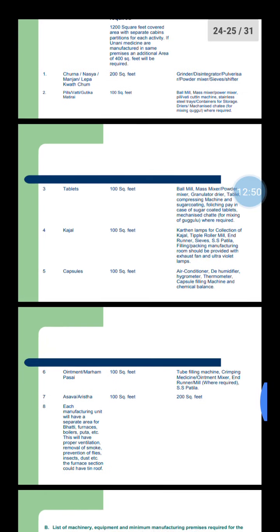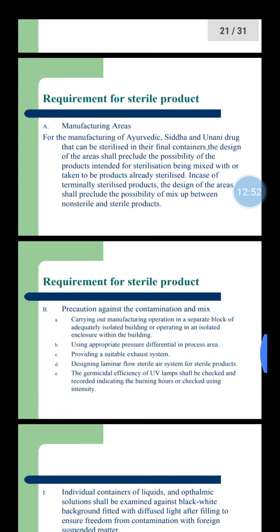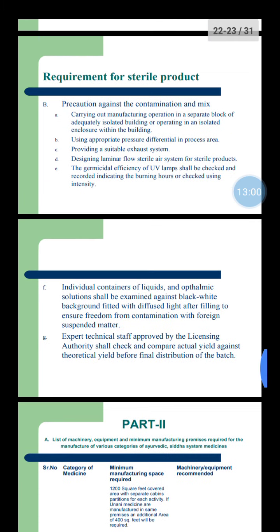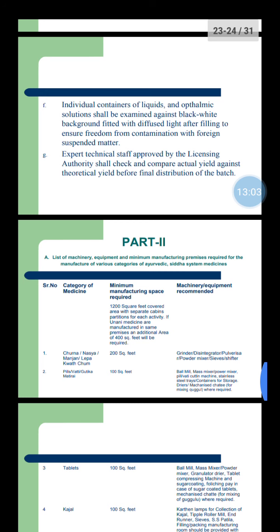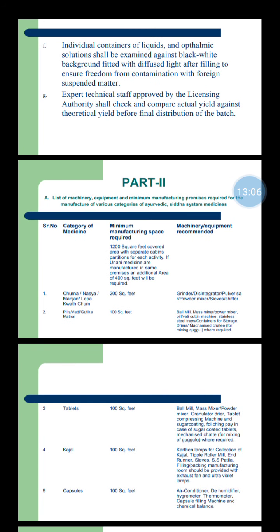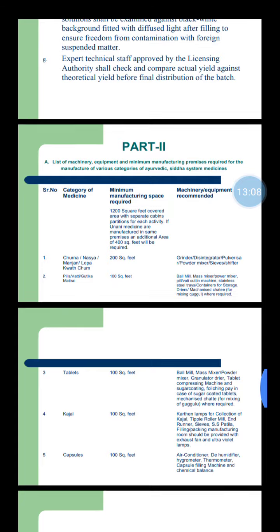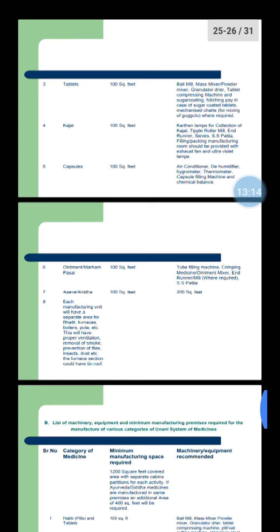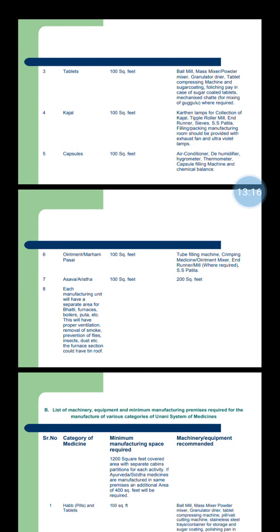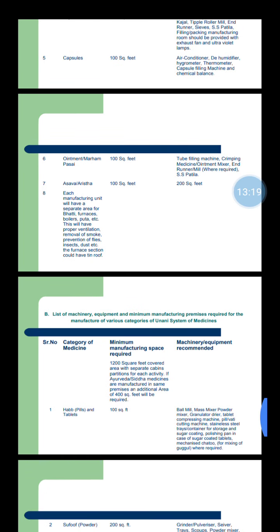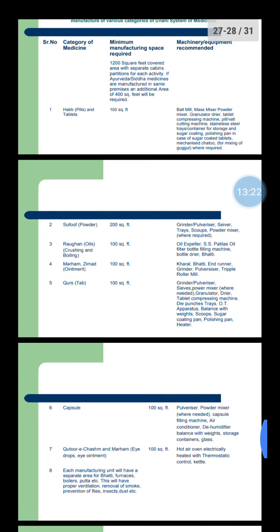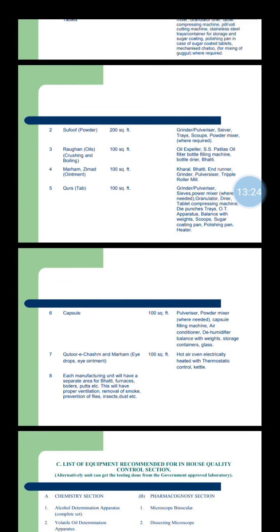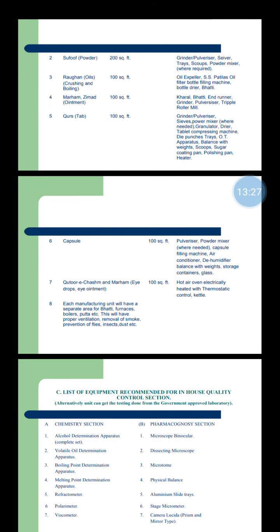Today you saw about the general requirements for the sterile product. In that, you saw about manufacturing area, precautions against contamination and mix-ups, and also what the requirements are for the Unani, Ayurvedic and Siddha systems of medicine. In that, you saw the list of dose forms, the square feet area, and what machines are required. You saw this in detail. So this is Schedule T, and it is for today's lecture.